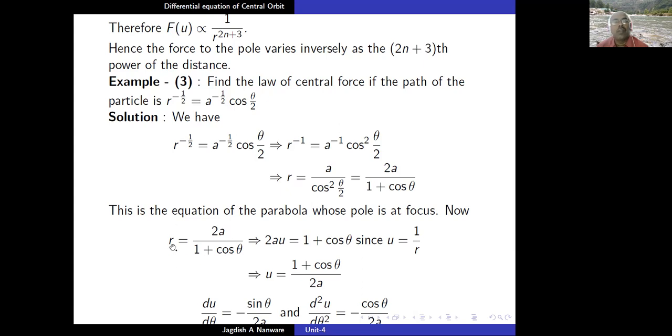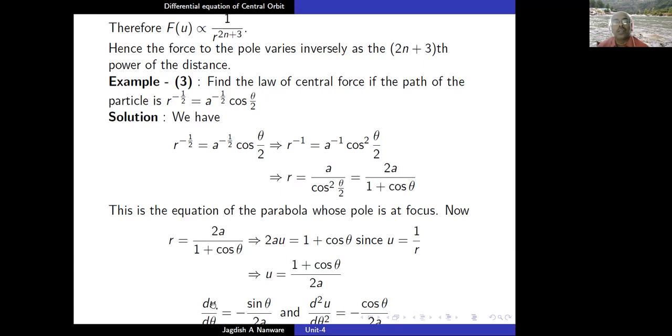And what is 1 by r? 1 by r is u, right? And therefore, from that you will get 2au after taking multiplication. 2au is equal to 1 plus cos theta. And from this expression, we write u is equal to 1 plus cos theta divided by 2a. And now we are in a position to differentiate this with respect to theta, right?